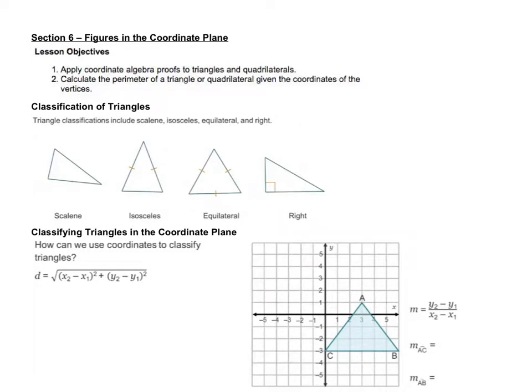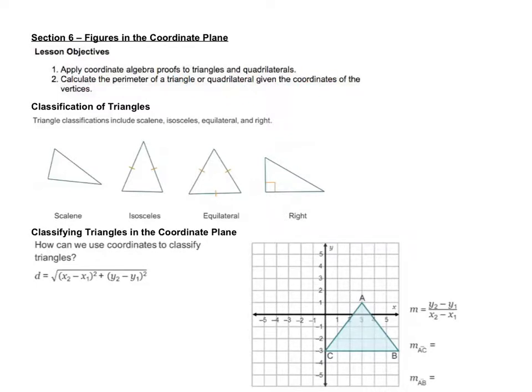Hello and welcome to yet probably the most important section in this unit, and this is section 6, figures in the coordinate plane. What we're going to do is apply some coordinate algebra proofs to triangles and quadrilaterals and be able to calculate the perimeter of a triangle or quadrilateral given the coordinates of the vertices.